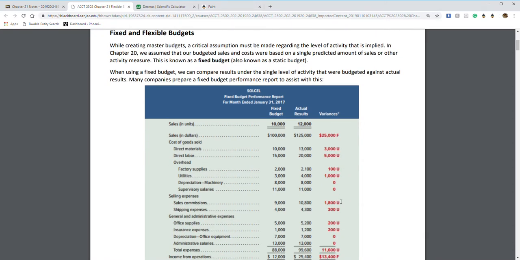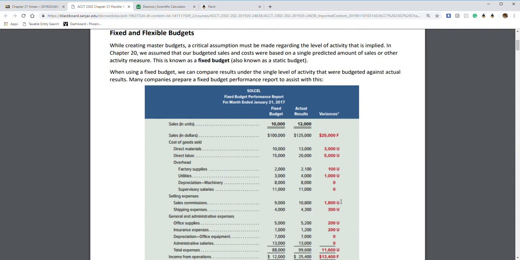So, the first little part that we get is what is known as a fixed budget. These are also known as static budgets, or basically, again, something that really doesn't change a lot. They're very fixed in the way they are. Basically, this is how the master budget is done. A critical assumption must be made regarding the level of activity that is applied.